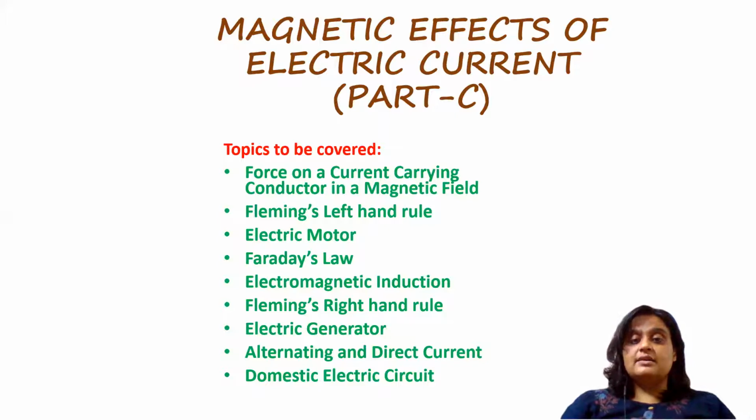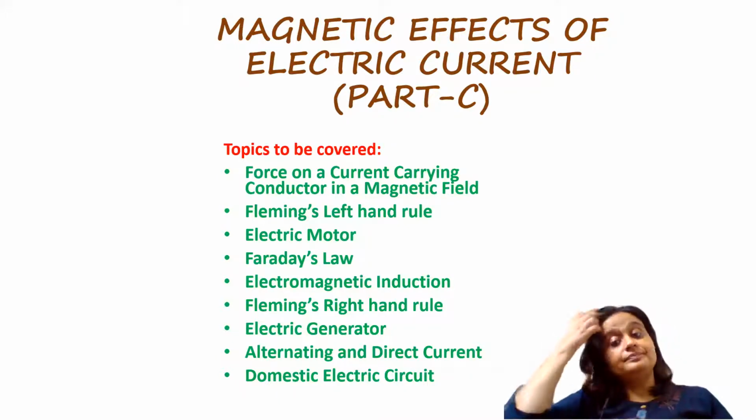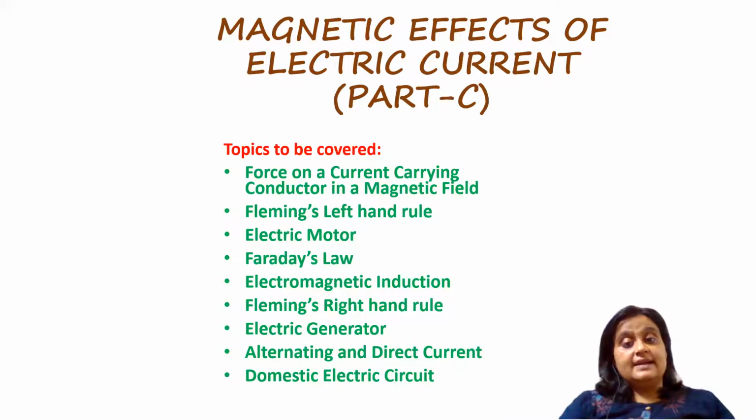That is force on a current carrying conductor in a magnetic field. Meaning if the current is flowing in the conductor in the presence of a magnetic field, how does it apply force, and how is it applicable in understanding Fleming's left hand rule. This is also used in the function of the electric motor that we use in our daily life, right? Then next we have Faraday's law, and EMI.